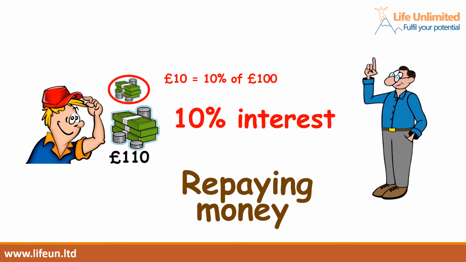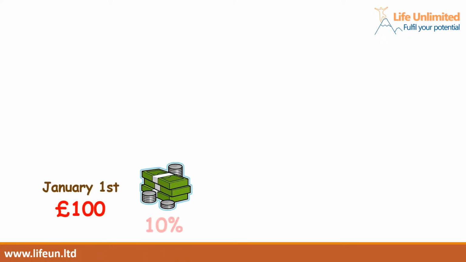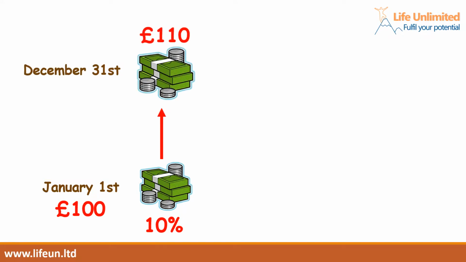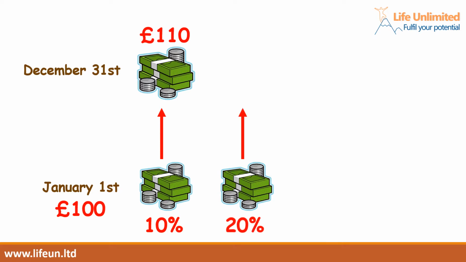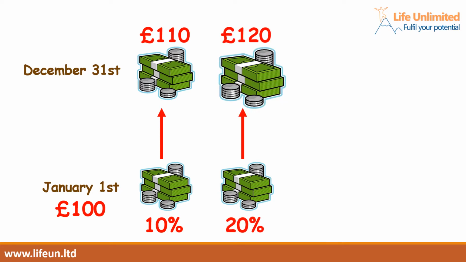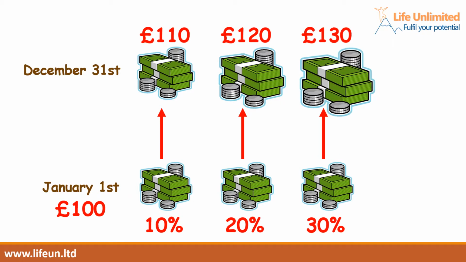When you put your money in a bank account, you will normally earn interest on it, but the amount of interest you earn varies. If you saved £100 and got a rate of 10%, you'd have £110 at the end of the year. If the interest rate was 20%, you'd have £120 at the end of the year. And if you got an interest rate of 30%, you'd have £130 at the end of the year.